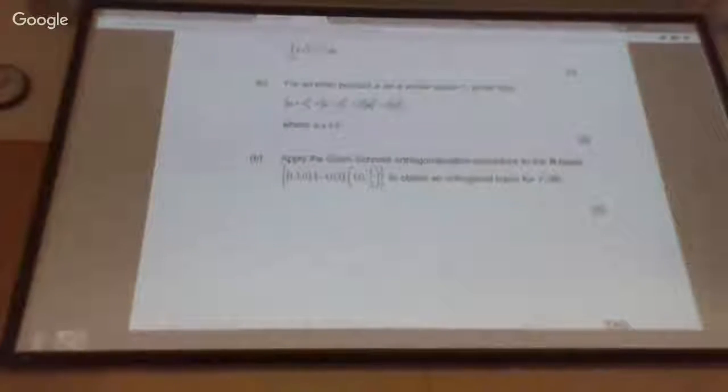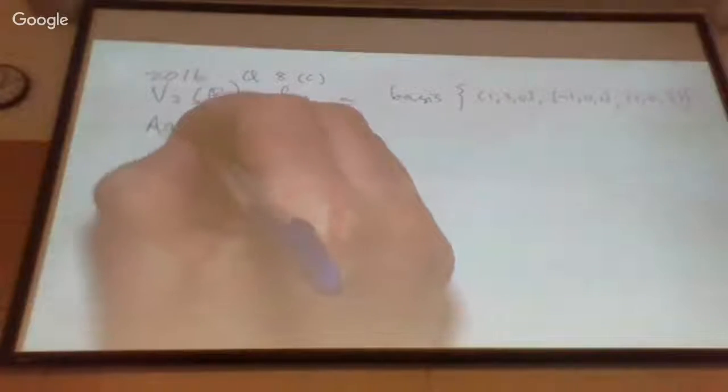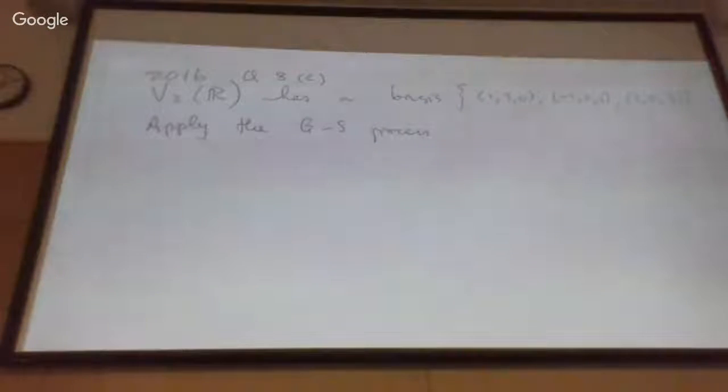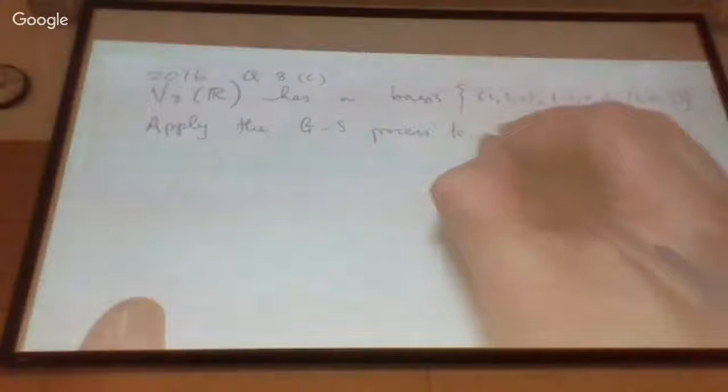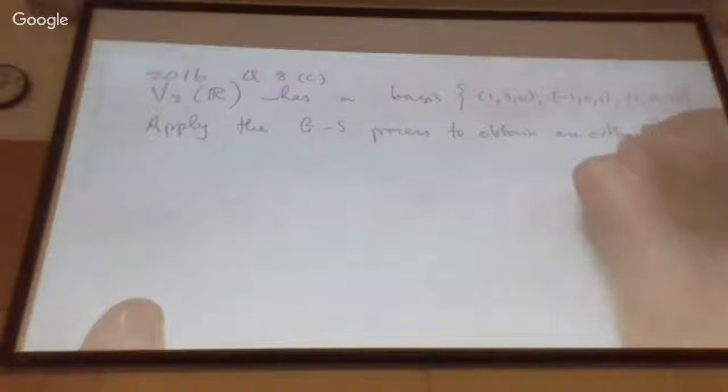So the question is to apply the Gram-Schmidt process to get an orthogonal basis for V3 out of this. 2016, question 8, the last part C. Apply the GS process, the Gram-Schmidt orthogonalization process, to obtain an orthogonal basis.